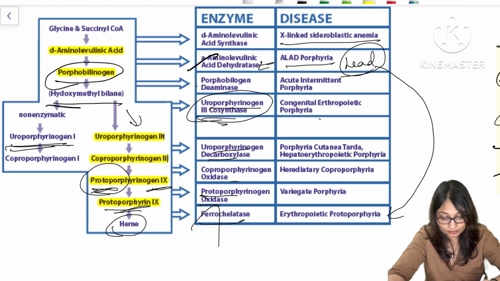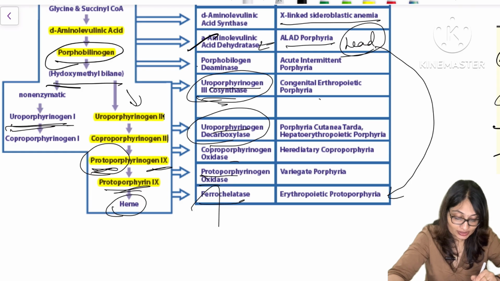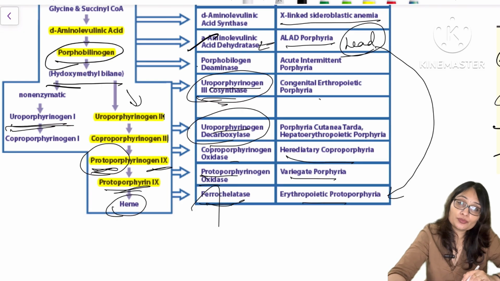PCT, which is a uroporphyrinogen decarboxylase defect. Coproporphyrinogen oxidase defect results in hereditary coproporphyria. Protoporphyrinogen oxidase defect is variegate porphyria, and ferrochelatase deficiency results in erythropoietic protoporphyria.